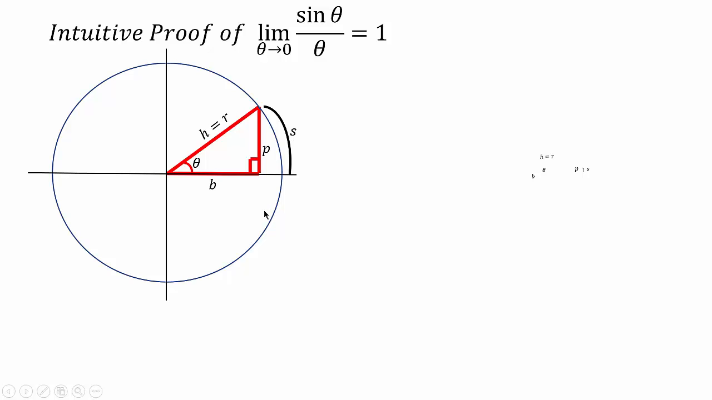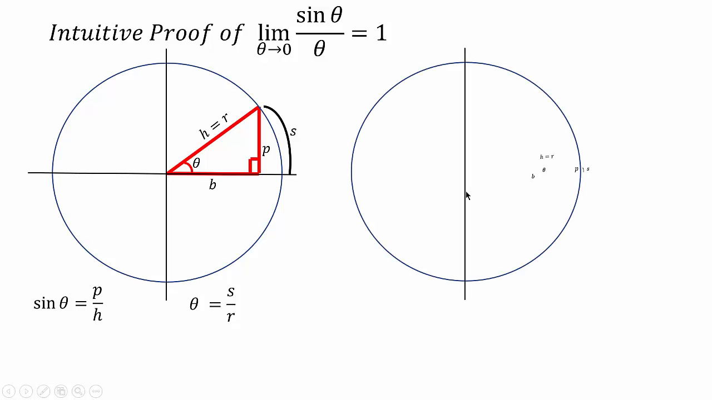Then in this right angle triangle, the value of the trigonometric ratio sine theta will be perpendicular divided by the hypotenuse, P by H, and in this circle the relation for theta, the arc length, and the radius will be theta equals S by R. But what happens when theta tends to 0? Let's see.